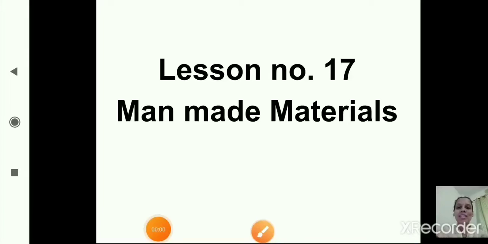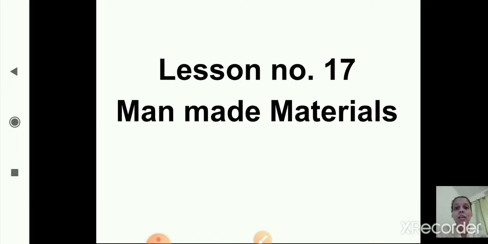Good morning students. In the previous session we started lesson number 17, man-made materials. In that we saw what man-made materials are and we started with the man-made material plastic. We saw the structure of plastic and its properties, and after that we studied that depending upon the effect of heat there are two types of plastic: thermosetting plastic and thermoplastic.